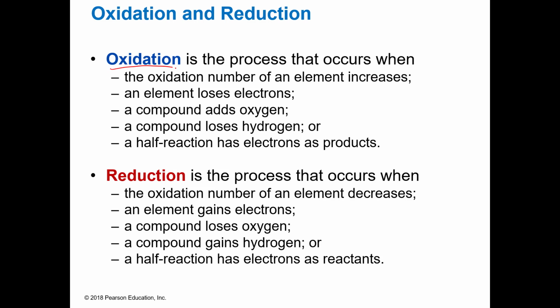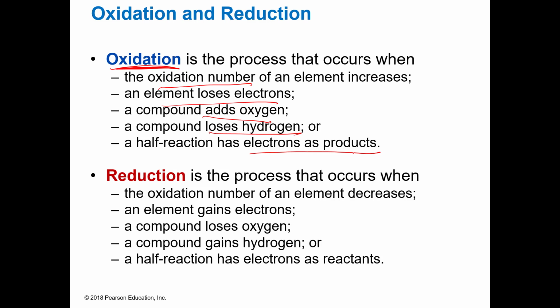Oxidation can occur in lots of different ways. The oxidation number of an element could increase. It could lose electrons, it could add oxygen, or it could lose hydrogen, or it has electrons as products. Now, I'm all for memorizing half of everything, right? So I remember whichever one of these makes sense to me. So oxidation, for example, and then I just remember that's oxidation. And if I have to answer a question about reduction, I just remember it's the opposite.